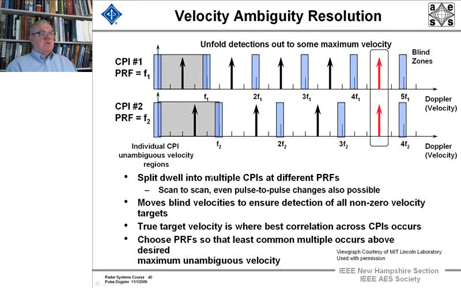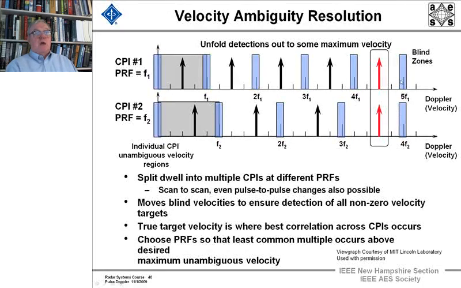Now, we split the dwell into multiple CPIs, coherent processing intervals, at different PRFs, from scan to scan, and even pulse-to-pulse changes are also possible. It moves the blind velocities to ensure detections of all non-zero velocity targets. The PRFs are chosen that way. And the true target velocity is where the best correlation occurs, and you choose the PRF so that the least common multiple occurs above the maximum unambiguous velocity.